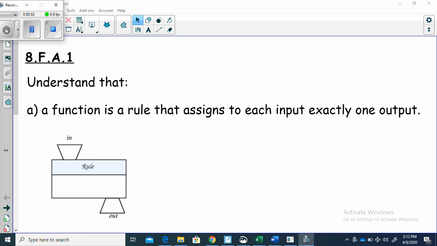This is standard 8FA1. We're dealing with functions. Here we're going to understand that a function is a rule that assigns to each input exactly one output. That's the definition of a function.